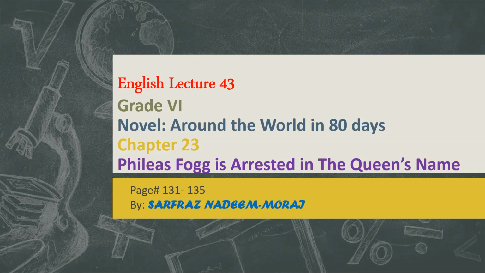Dear students, the last lecture, lecture number 42, was about lesson 27, the first aid. And now this is the second last chapter of the novel Around the World in 80 Days. After this, we have the last chapter of Around the World in 80 Days, and a last chapter of the Guided English Introductory Book, which would be chapter number 30. So, dear students, today we have chapter 23, Phileas Fogg is arrested in the Queen's name, from the novel Around the World in 80 Days. Let's start the novel, chapter 23.